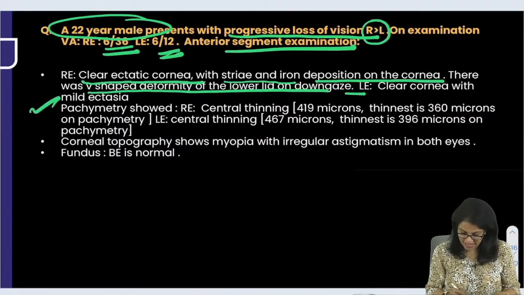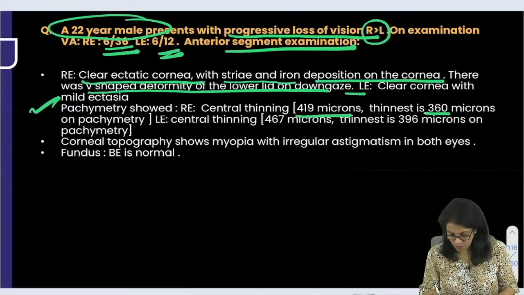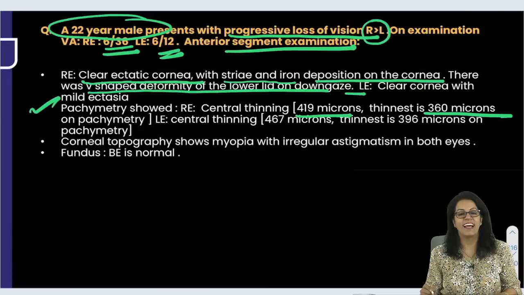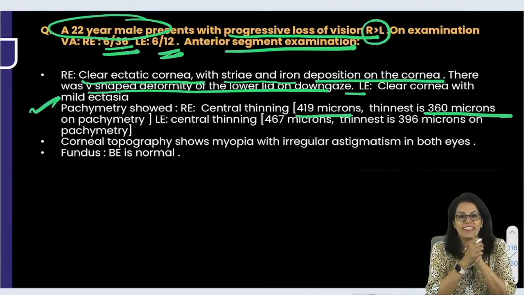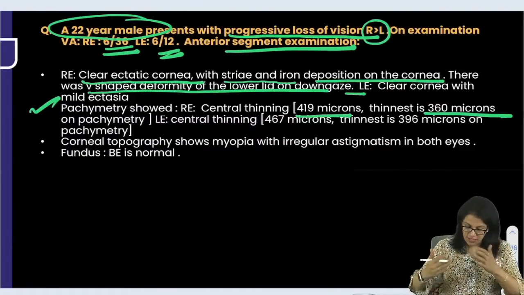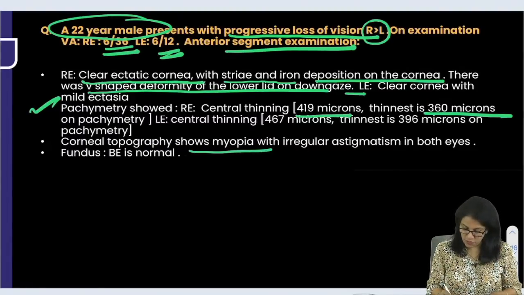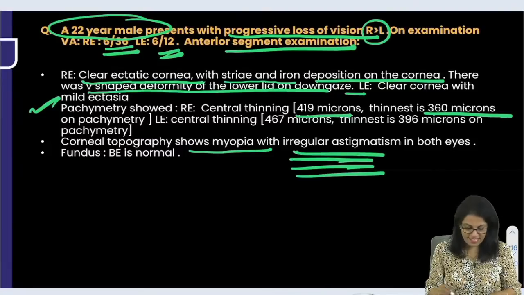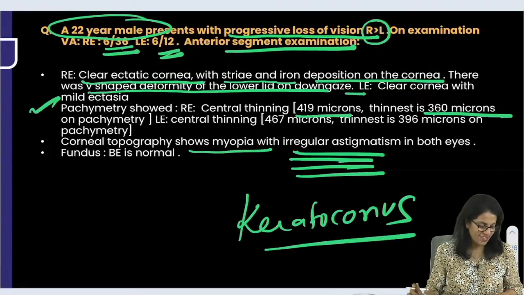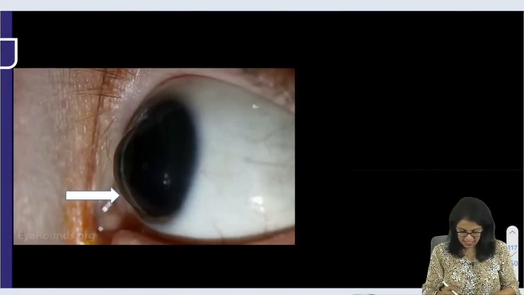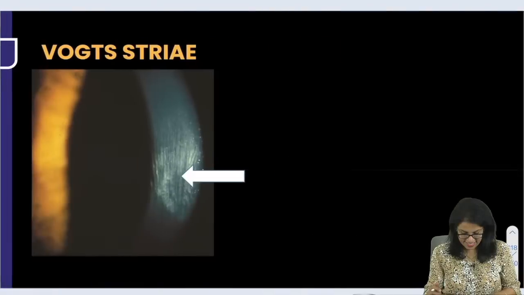Even the pachymetry reading shows central thinning, so much less, thinnest up to 360 microns. I hope you know the normal corneal thickness, 500 to 600 microns. So what are we talking about? Do I have to read further? Corneal topography showing myopia with irregular astigmatism. Yes, we are talking about keratoconus. Absolutely wonderful, so you all know. So keratoconus, a few more things. This is a case of keratoconus.